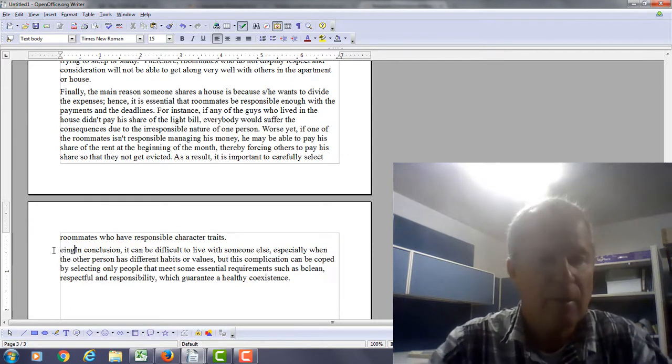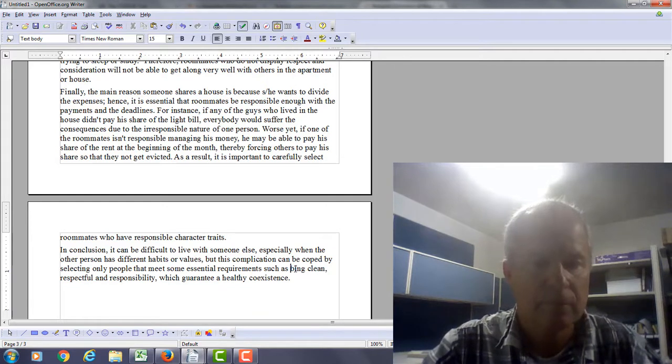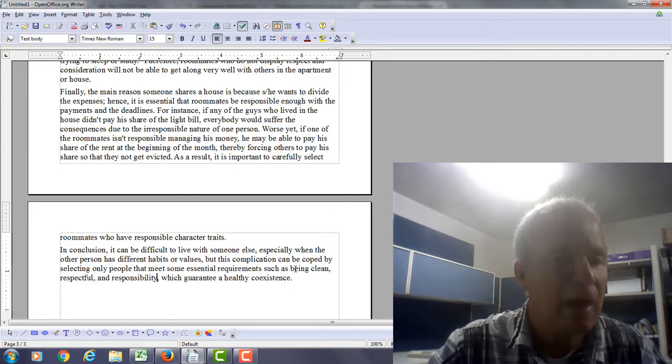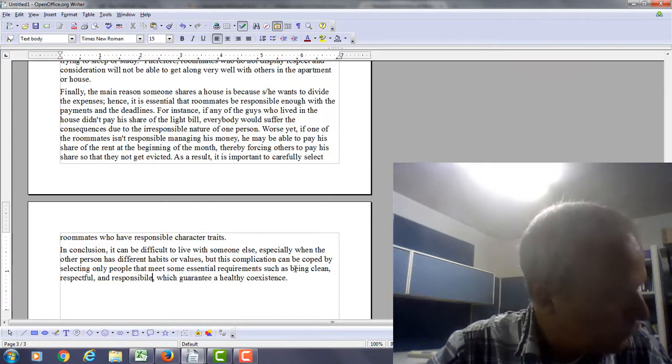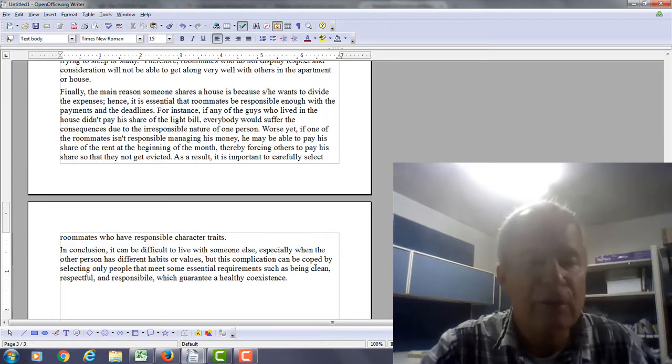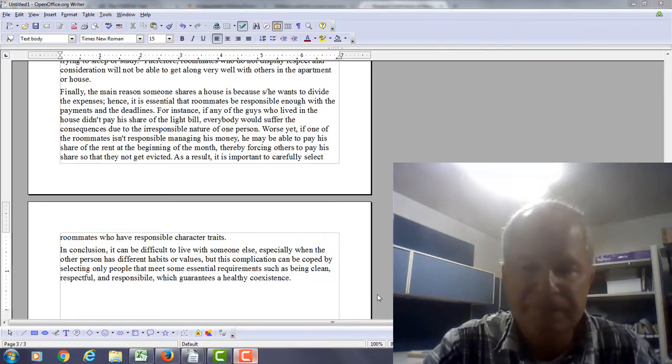I'm going to say, being clean, respectful, and responsible, not responsibility. That's a parallelism, parallel structure issue there. Why am I telling you that? If you notice, clean is an adjective, respectful is an adjective, and then responsible is an adjective. Then you say, which guarantees a healthy coexistence. Very good final paragraph, by the way.